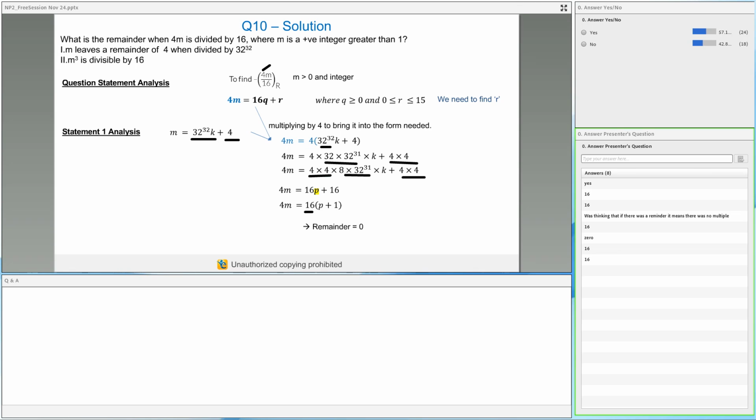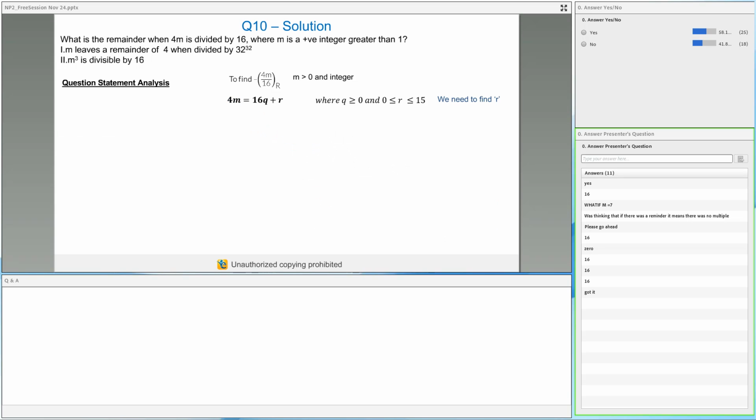Guys, any other doubt? Please ask. See, you can write 32 to the power 32 as 2 to the power 160, but what will you do next? Even after writing 2 to the power 160, you will have to take 16 common out, right? Because that is what you are dividing it by. So you can manipulate it however you want to, but at the end what you need to prove is that 4m is a multiple of 16. I hope this helps.